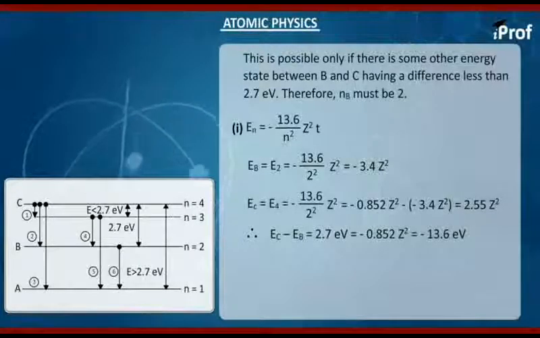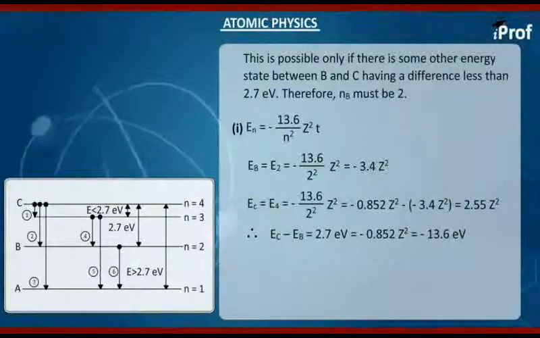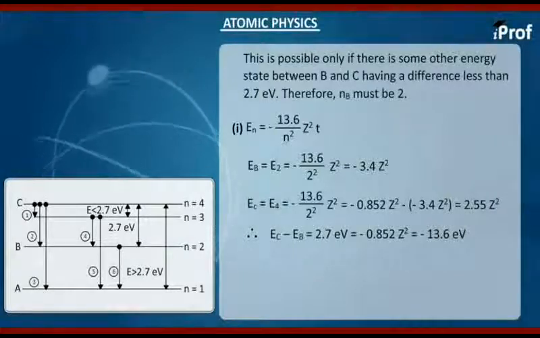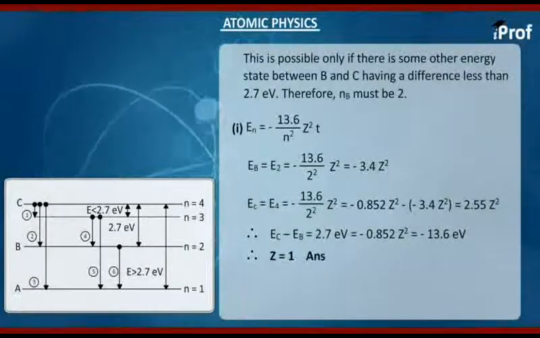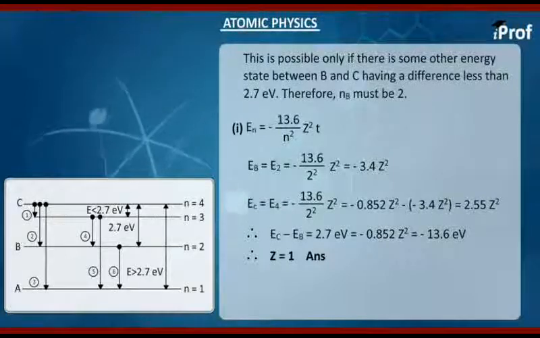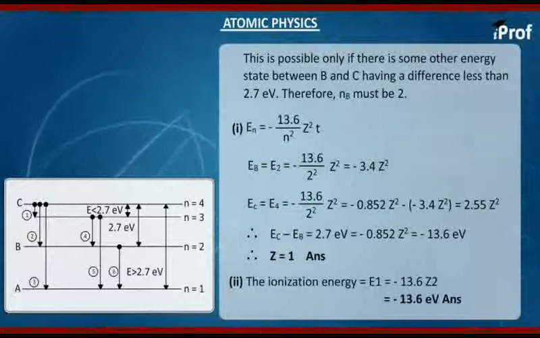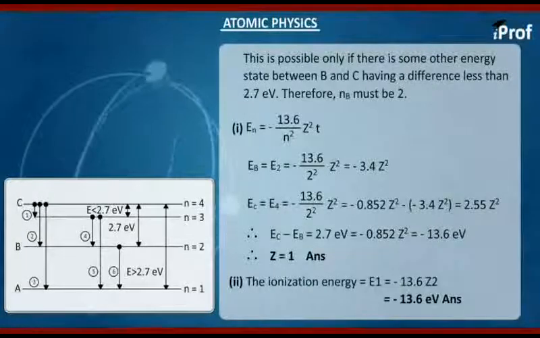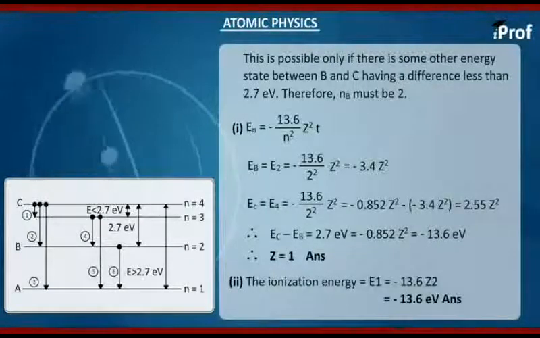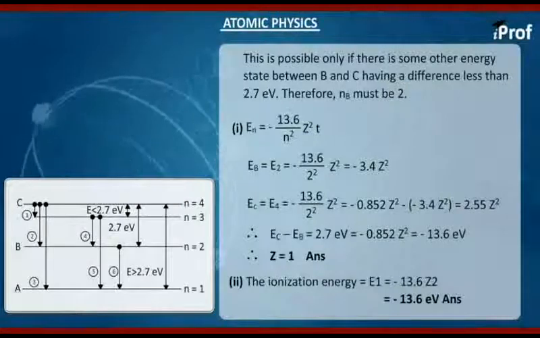Now we know that EC minus EB is 2.7 electron volt, and that gives me 2.548 Z square is equal to 13.6 electron volt. So that gives me the value of Z as 1. Now we can make the calculation for the ionization energy. We know that ionization energy is simply E1, putting the value of Z. So the ionization energy is 13.6 electron volt.